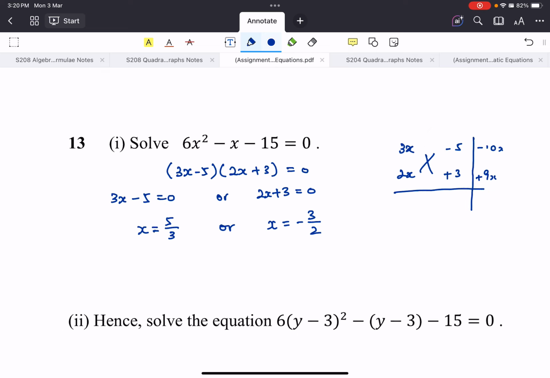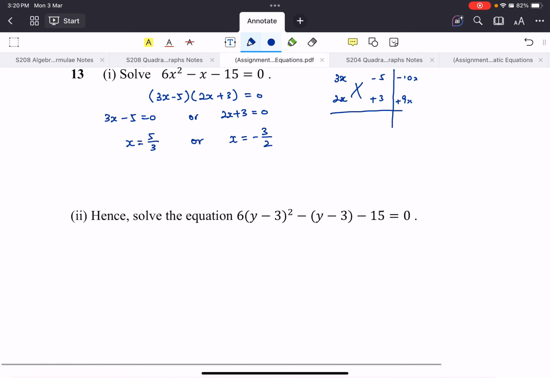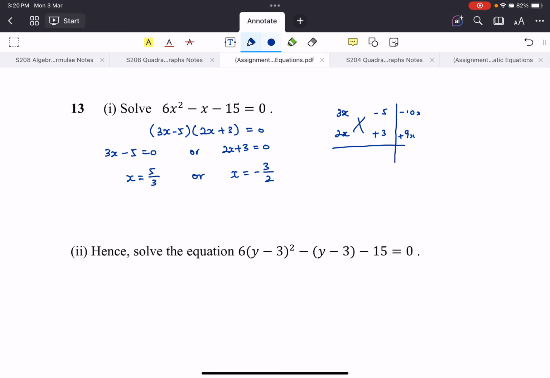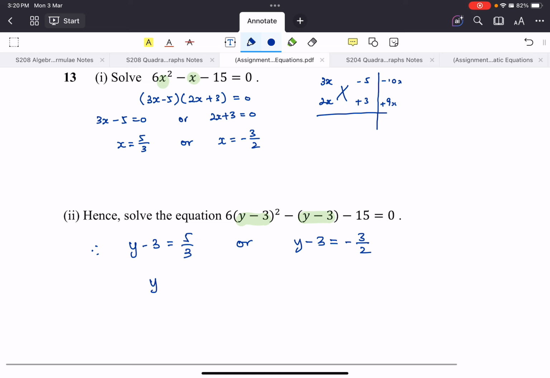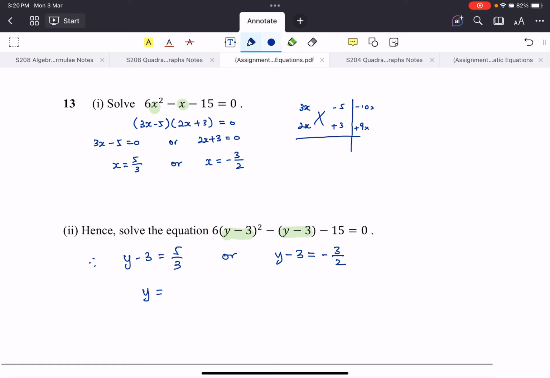Okay, moving on. Hence, solve the equation. When we compare part 2 with part 1, we realize that the x over here is equivalent to y minus 3. So just by comparing, y minus 3 is equal to 5 over 3, or y minus 3 is equal to negative 3 over 2. Therefore, y is equal to 5 over 3 plus 3, which gives us 14 over 3.